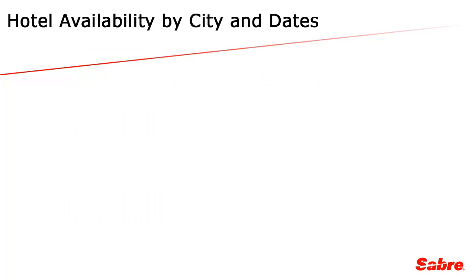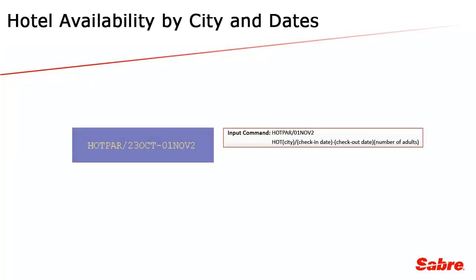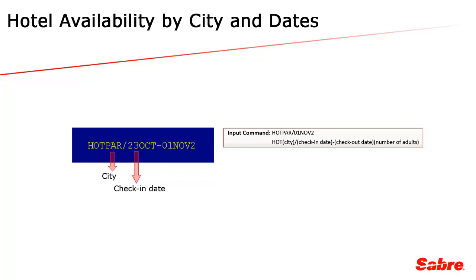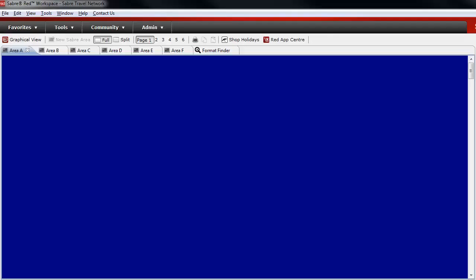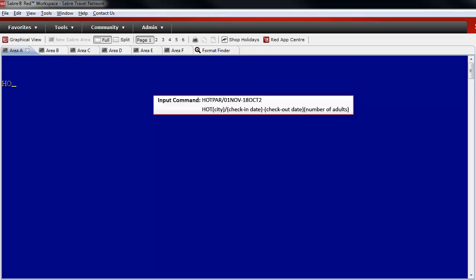To shop for a hotel using the city and dates, enter the following format: HOT, PAR, which is the city code for Paris, / October 23rd for the check-in date, - November 1st for the checkout date, 2 for the number of adults. Let's take our example to a Sabre screen. HOT, the city, / the check-in date, - the checkout date, and the number of adults.